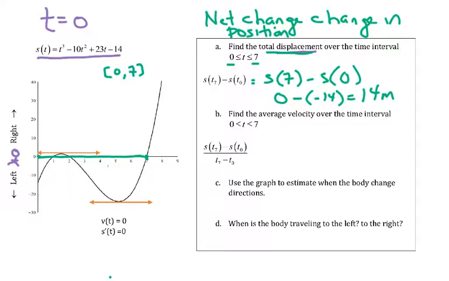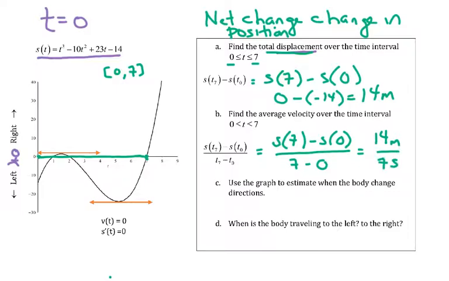Now, find the average velocity over the same time interval. Well, this is the change in position, which we already know is 14 meters, over the change in time, which is simply 7 seconds. So the average velocity in that time interval is what? 2 meters per second.